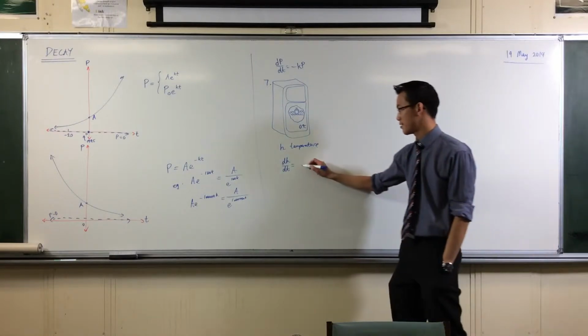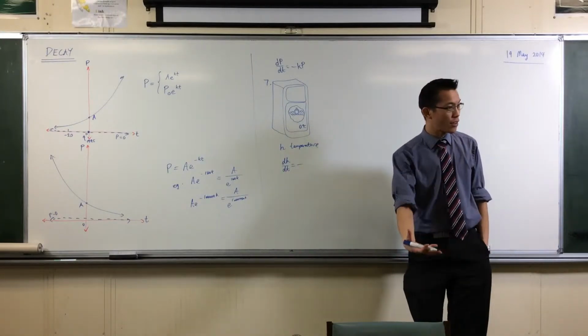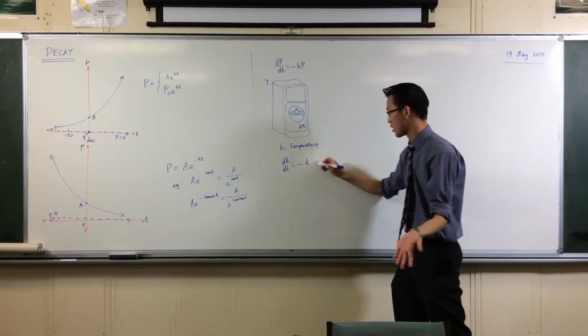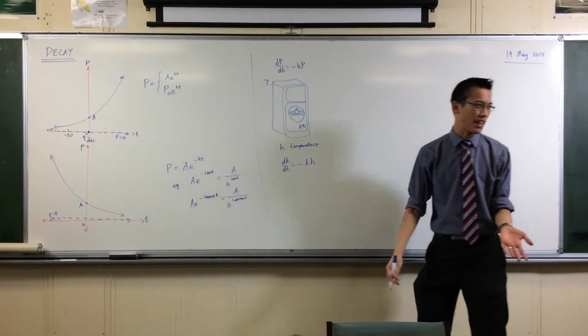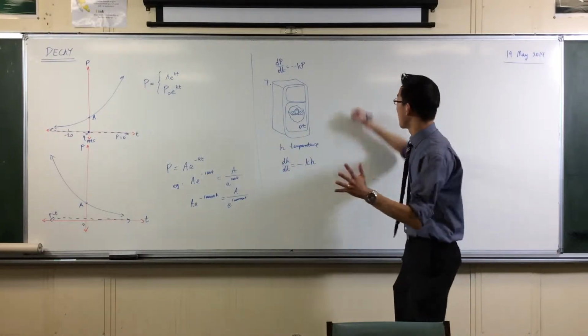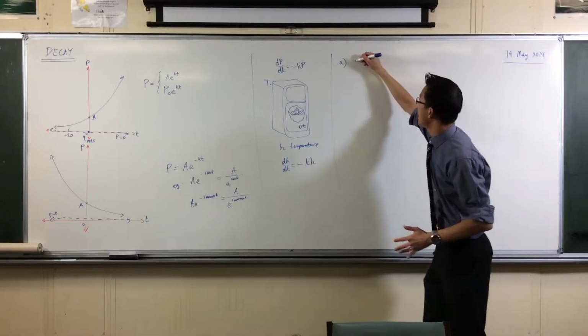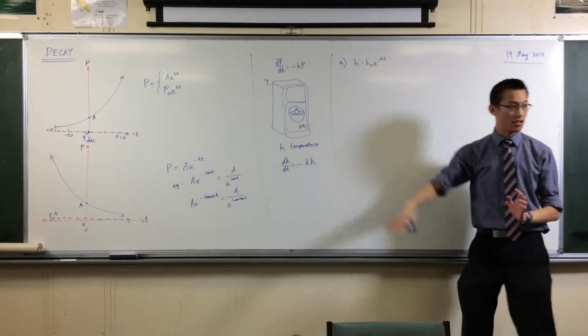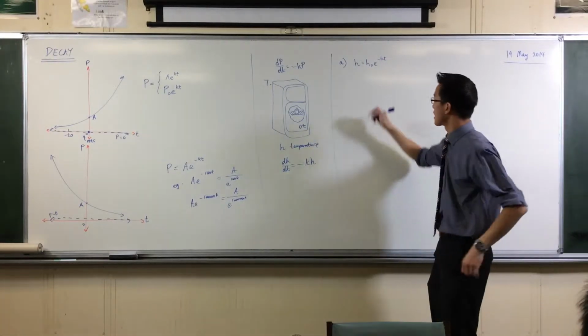It's a decay situation, so it's negative. You're going to get whatever the constant of proportionality is, k, and it's proportional to the temperature. I think they mean H for heat, I guess. Anyway, okay. So, part A. Show that our standard equation is a solution. We've been through this before. Okay, so let's have a go.